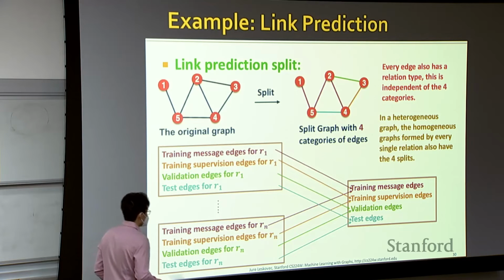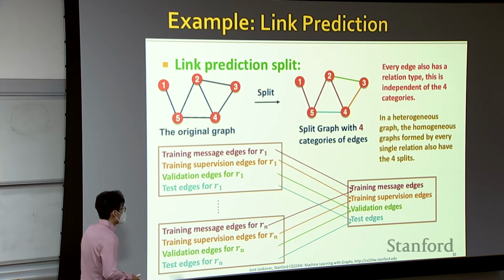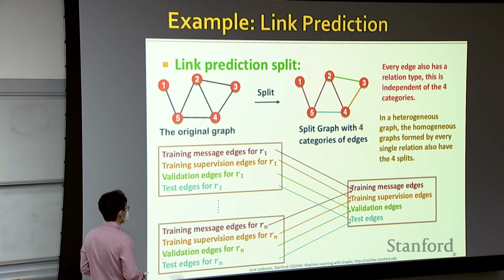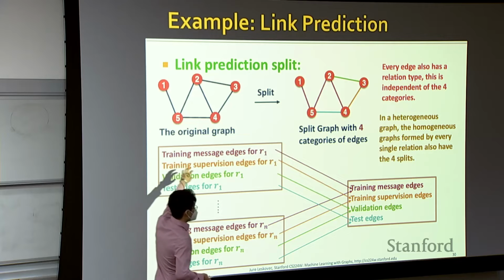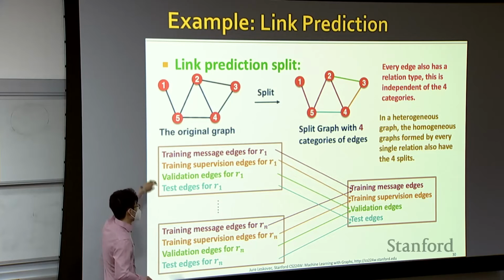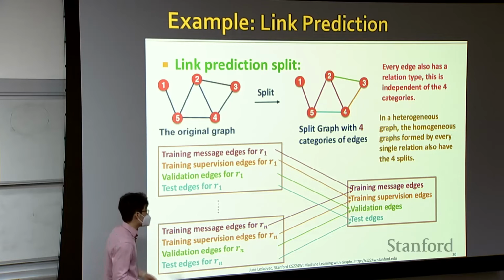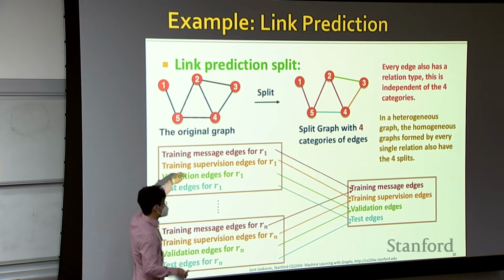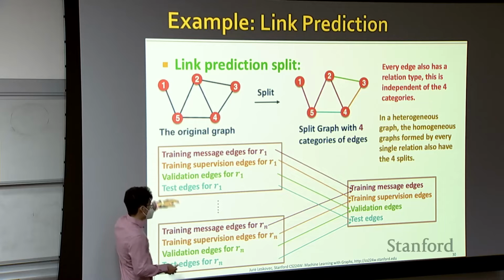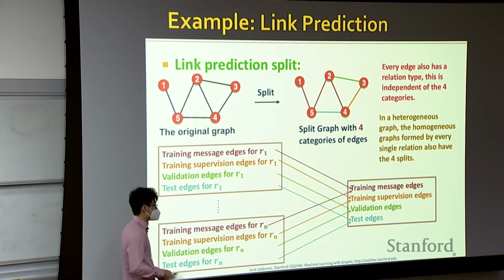What becomes more complicated is link prediction. Recall that link prediction itself is already complex for homogeneous graphs, so it will be even more complex for heterogeneous graphs. We talked about how, to perform link prediction, we really need to split a graph into 4 categories of edges. They are the training message edges that are used to compute the embedding during training time. We then have additional training supervision edges that generate the objective for training. We then have validation edges and test edges that are used for the validation and test sets as well. So there are 4 categories of edges for link prediction.